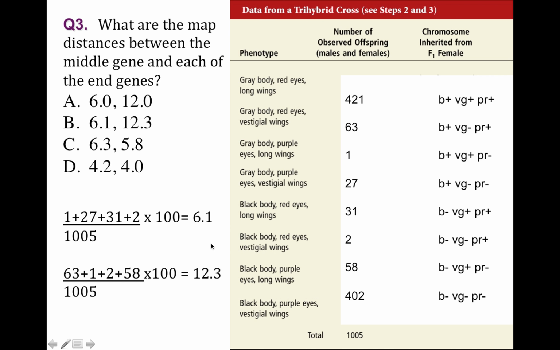For the distance between P and V on the other end, it's the rest of the combinations. Here we have vestigial mutant and wild type for purple eyes. So we're going to count this one and this one, not this one, not this one, this one, and this one. Anytime we have a combination of vestigial and purple alleles that's different from what the 2 parental combinations were. And so if we add those all up, multiply by 100, divide by 1000.5, we get 12.3 map units. So our answer is B, 6.1 and 12.3.